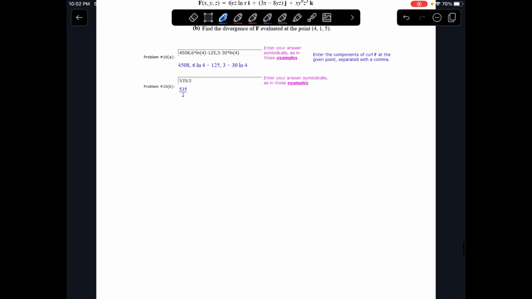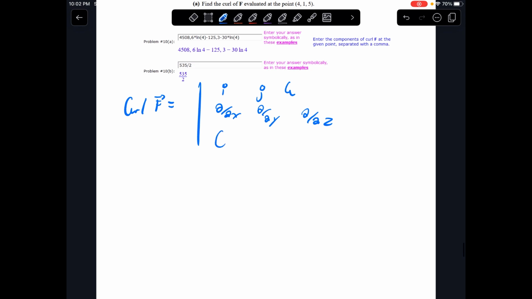So the equation for curl, the curl of f equals the determinant, it is still a cross product, but the determinant of the partial derivative with respect to x, the partial derivative with respect to y, and the partial derivative with respect to z. And this is probably how it's going to show up on our formula sheet. And then you have your i, your j, and your k. So the coefficients of those, okay?